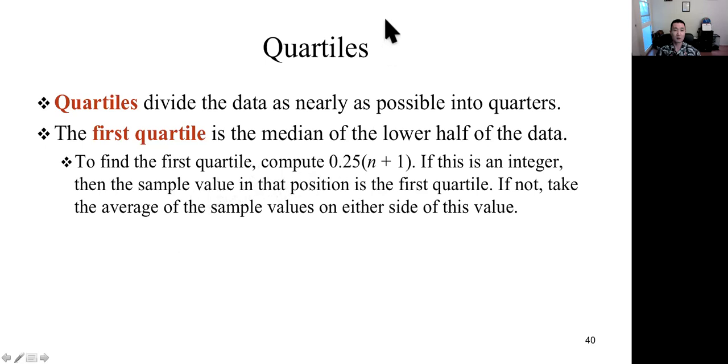So calculate 0.25 times (n plus 1). For the median it is 0.5 times (n plus 1), and the remaining steps will be the same. If this is an integer, then the sample value in that position is the first quartile. Otherwise, we take the average of the values on either side of this position. So that's the first quartile.